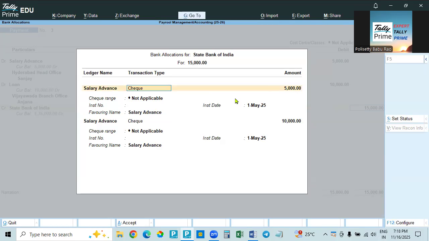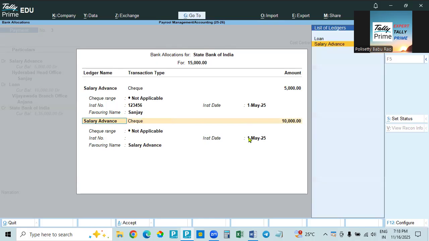So here, after check number 1, 2, 3, 4, 5, 6, come down. Favoring name, to whom we give: Sanjay. The name will not come automatically; we have to enter Sanjay. The second one again shows the same thing: salary advance, check. Salary advance check, it will show.